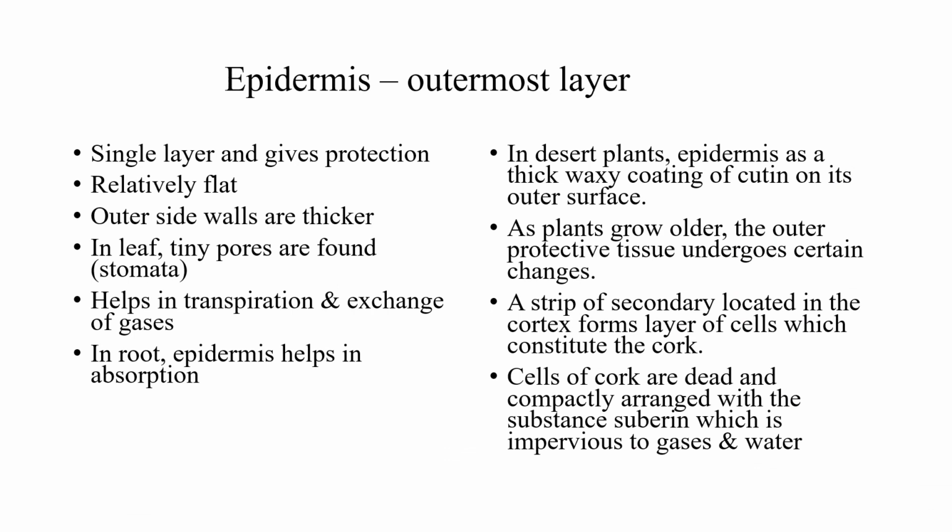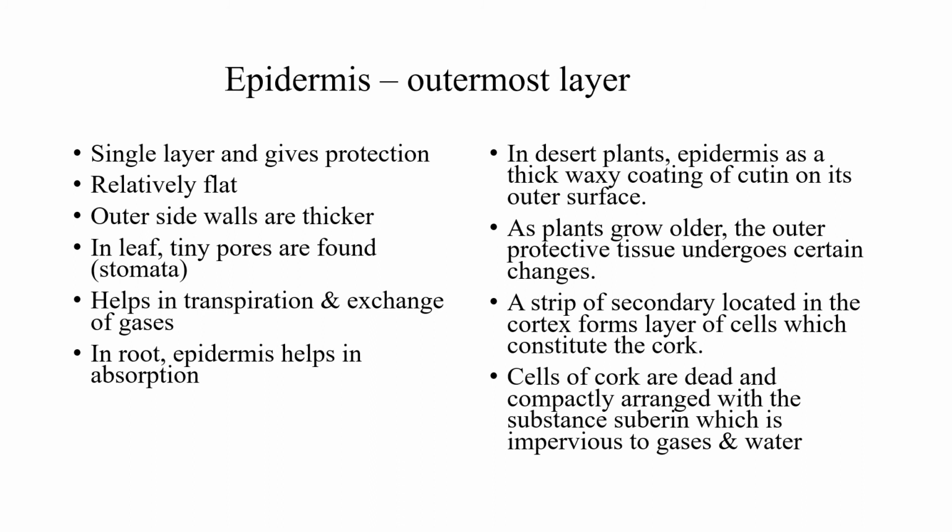Epidermis. In the first slide itself we saw epidermis is the outermost layer. Single layer, mostly it gives protection, relatively flat in nature. Outer side walls are thicker, so inner side walls are thin, that is the meaning. In the leaf, in the epidermis we can see tiny pores, that is called stomata. It helps in transpiration and exchange of gases. Epidermis is found in root also, it helps in absorption. In desert plants, epidermis has a thick waxy coating of cutin on its outer surface. Already we saw that also.